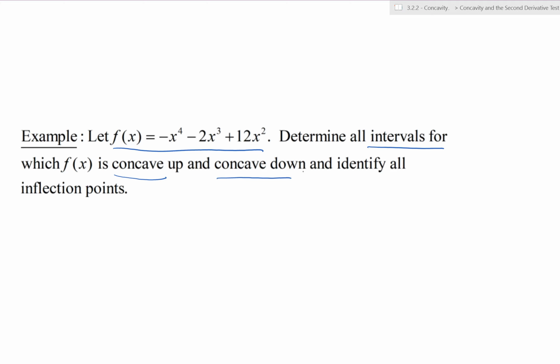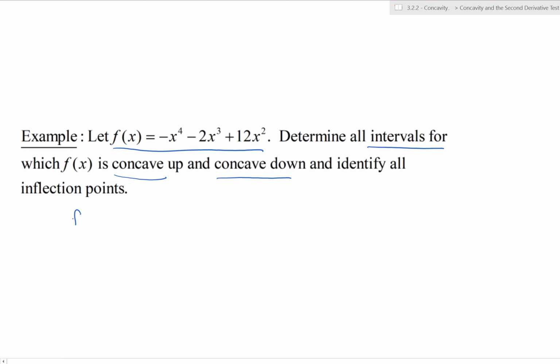So in order to do this, like we were just talking about, we are going to find the second derivative, figure out when that's positive and when that's negative, and then see if there's any sign changes at these locations for which the function changes concavity, if that's the case.